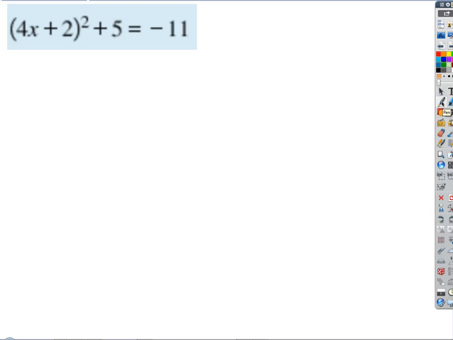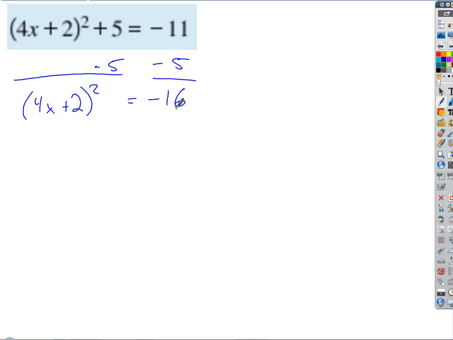So what's the first thing we're gonna do here if I'm trying to isolate x? Subtract 5 from both sides. Very good. So we subtract 5 and then we get the quantity 4x plus 2 squared equals negative 16. Now what? Do what's in the parentheses. Square root. Square root, right? And think why? Think why?